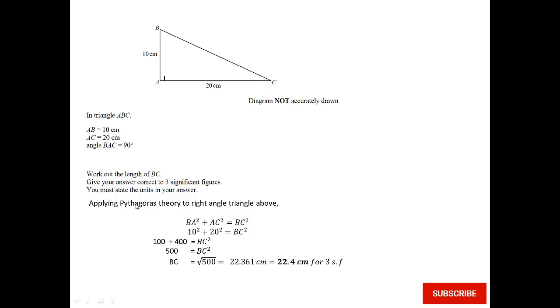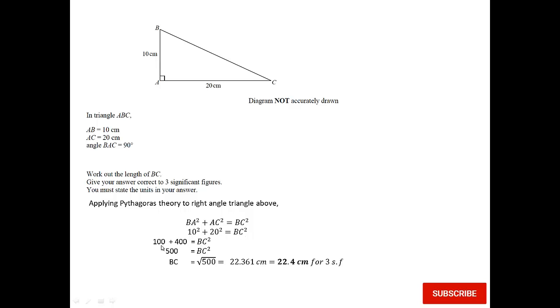We can simply apply the Pythagoras theory to this right angle triangle. Remember, the Pythagoras theory can only be applied to right angle triangles. So, using the Pythagoras theory, BA squared plus AC squared is equal to BC squared. BA is 10 centimeters, so we have to take the square of that. AC is 20 centimeters. We have to take the square of that.